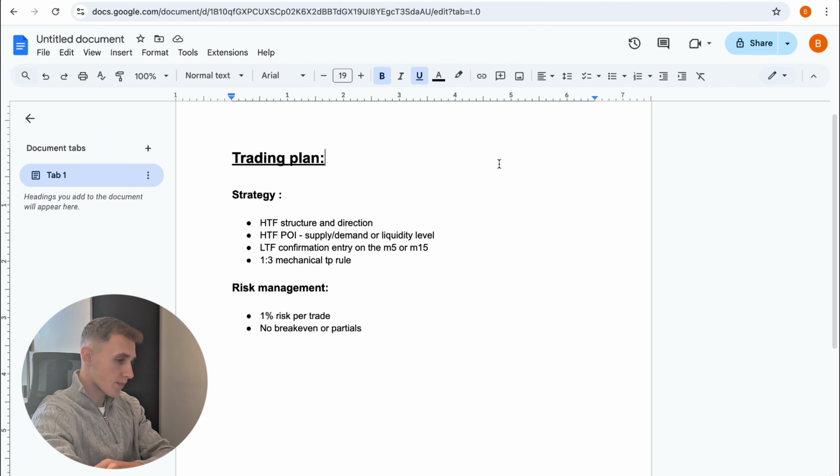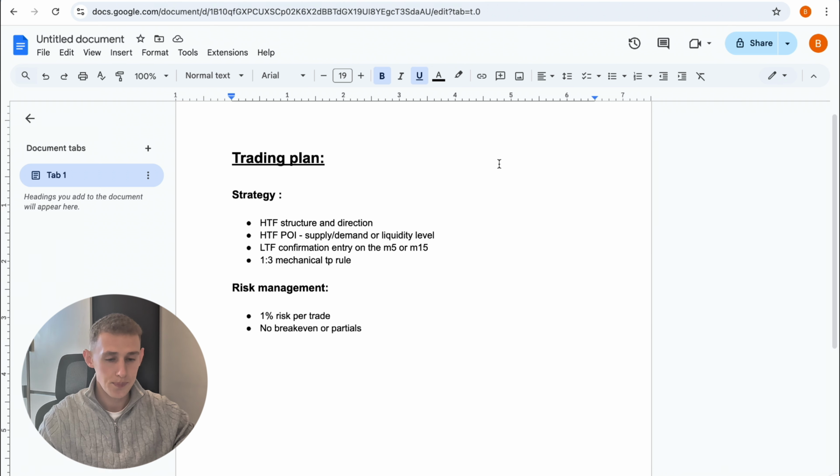As for the actual strategy itself, I'm not going to go too much into detail about this, but we're basically identifying overall market structure and direction on the higher time frame. So in this case, we're going to be on the daily, the 4 hour and the 1 hour, just to refine the structure and to identify any of the main breaks of structure, changes of character, liquidity levels.